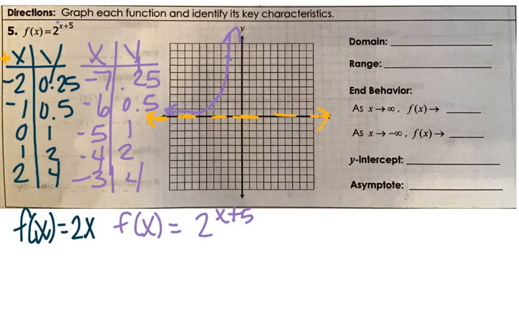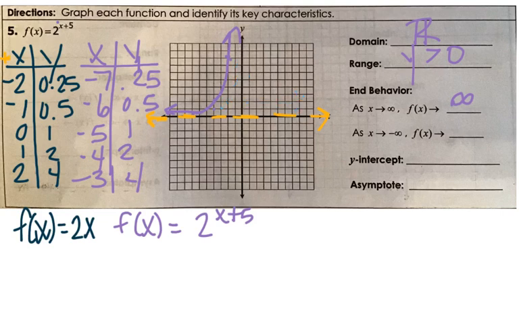So your domain, remember, is your x values. That is still all real numbers because it continues going throughout the entire x-axis. Your range, see how it's in the top of your graph. So it's y is greater than 0. End behavior, so as x approaches positive infinity, as x goes to the right, what is happening? It's going up, right here. So that means that as x approaches positive infinity, your f of x or your y is also approaching positive infinity.